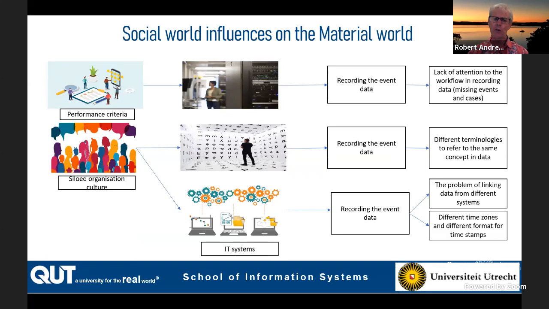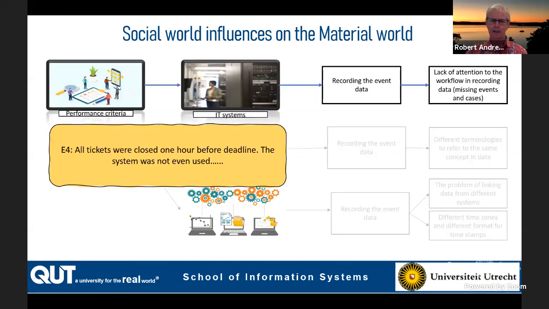The social world can also influence the material world, that is the IT systems, specifically in the way that events and tasks are recorded, thereby creating data quality problems. Some examples provided by our experts included performance criteria can impact on the design of IT systems, which can be exploited in fulfilling performance measures in a way that ignores the actual process and the recording of process tasks.